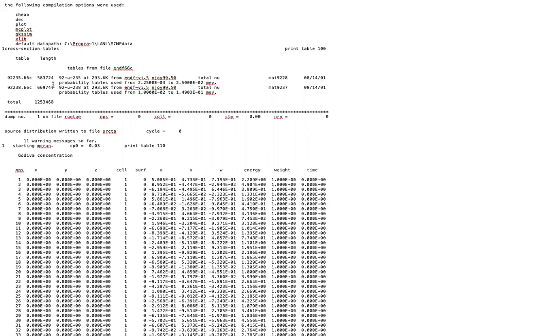And you can see that the probability tables are taken from this value to this value. Okay. And you can see that U238 is also being taken from the same 66C. C stands for continuous cross-section table. There's also a D for discrete. So this is U238 at about 20 degrees Celsius, which is room temperature. And this is the version.